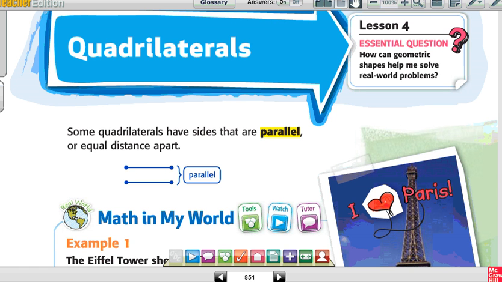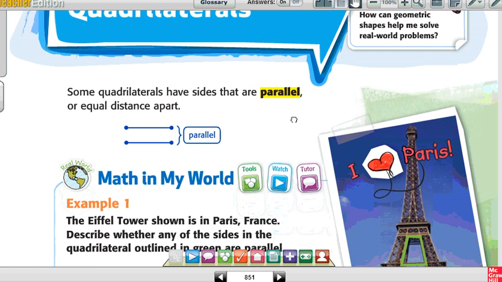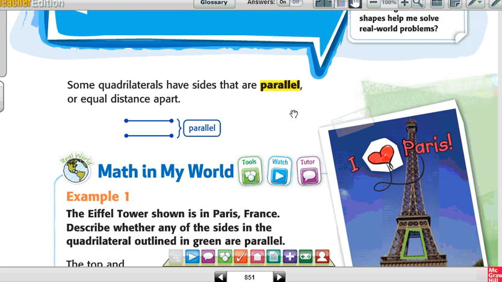Okay, this is chapter 14, lesson 4. It's quadrilaterals. All right. What do you think quad means? 4, exactly. So a quadrilateral is a shape that has 4 sides. Yes. Okay, it has 4 sides, and some quadrilaterals have sides that are parallel, meaning side by side. You see the word parallel?